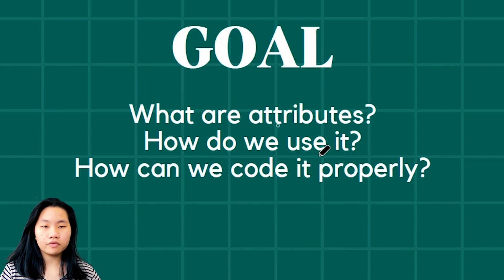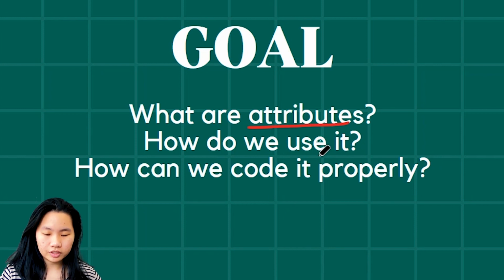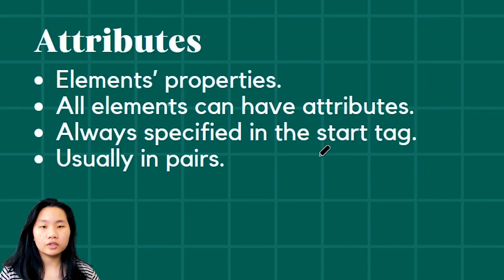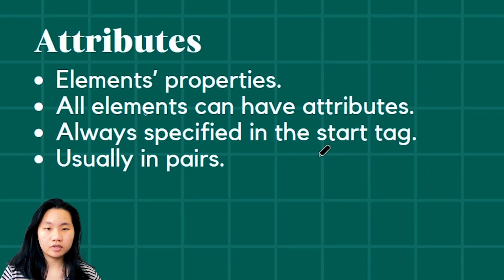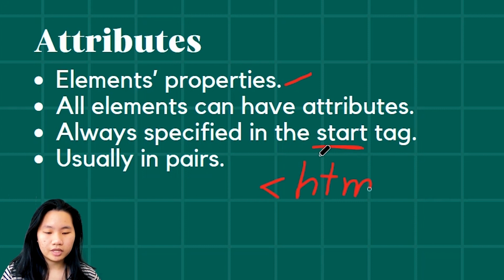So first of all, we're going to figure out what are attributes, how do we use it, and how can we code it properly. So let's have a quick rundown on what attributes are in the basic sense. Attributes are the properties of elements, and all elements can have attributes, right? Like p, div, body, HTML, and it is always specified at the start tag. So the first tag that you have, for example, HTML or body.